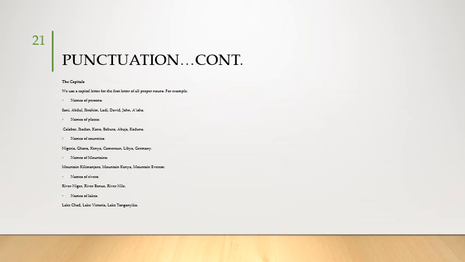Now we have the capitals. We use a capital letter for the first letter of all proper nouns. For example, names of persons: Sani, Abdul, Ibrahim, Ladi, David, John, Aisha. All these need to be started with a capital letter. We use capital letter when we write the names of places: Calabar, Ibadan, Kano, Babura, Abuja, Kaduna, Zaria, Wakene. So you start with the capital letter.